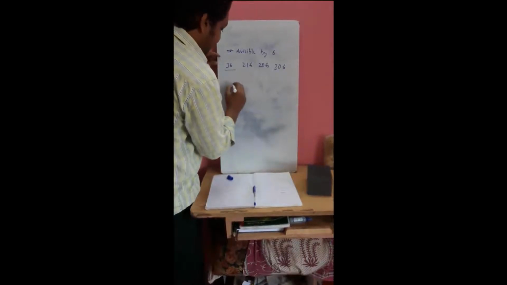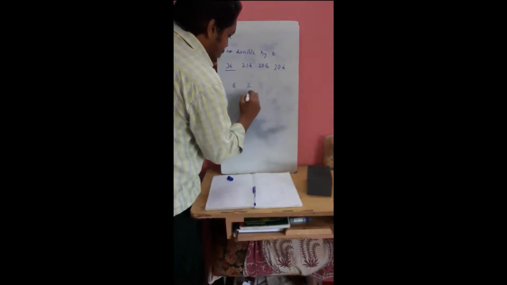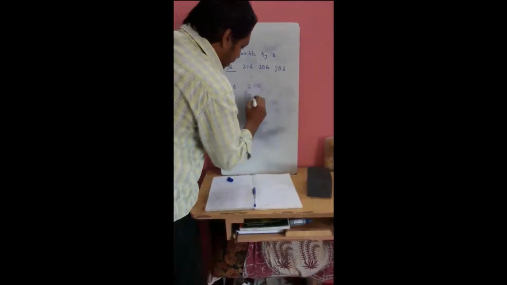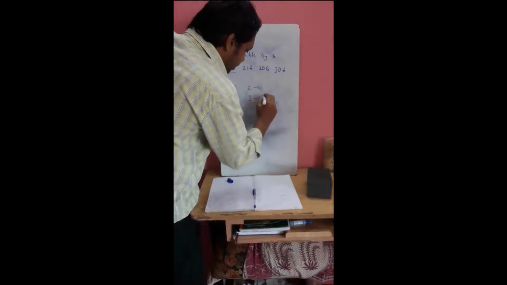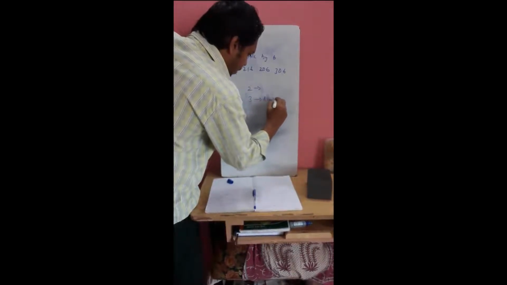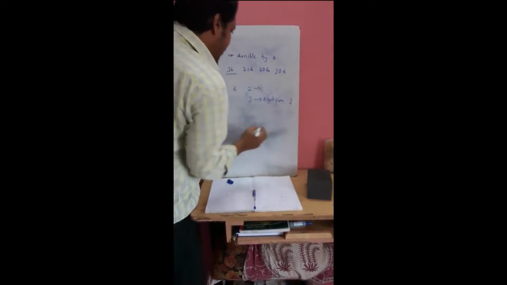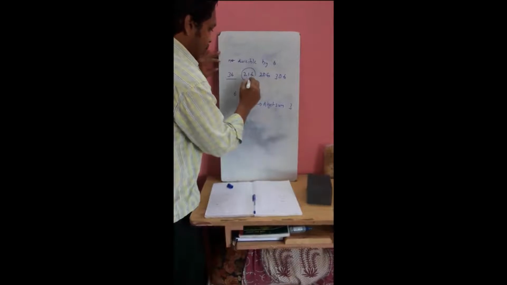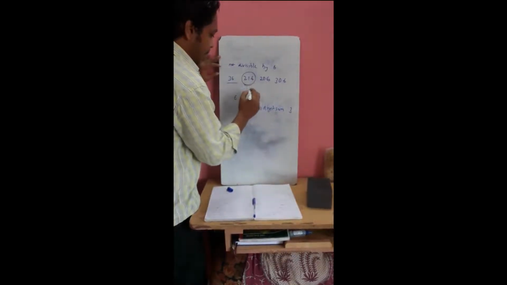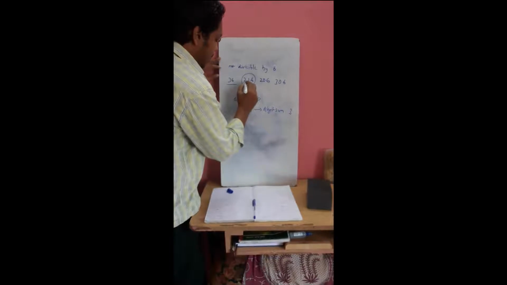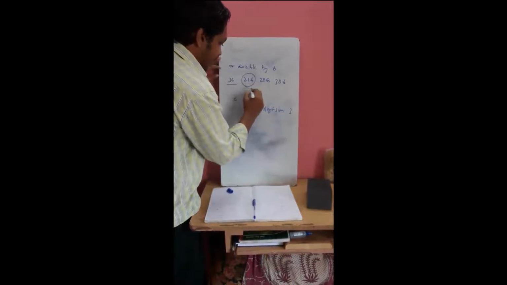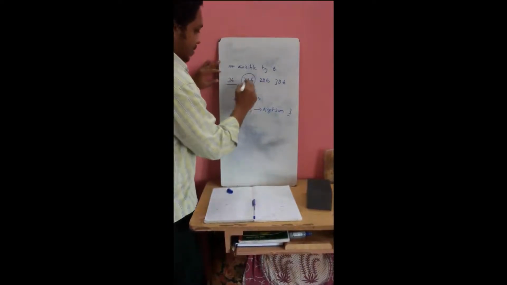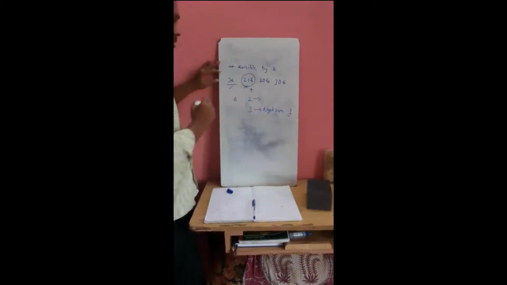The test of divisibility for 6 is that the number has to be divisible by 2 and the number has to be divisible by 3. That is, it has to be an even number, and also for 3 the digit sum must be divisible by 3. Consider the number 216. 216 is divisible by 2 because it is an even number, and for 3 the digit sum is 2 plus 1 plus 6 equal to 9. 9 is divisible by 3, and hence 216 is divisible by 6. 36 is divisible by 6.